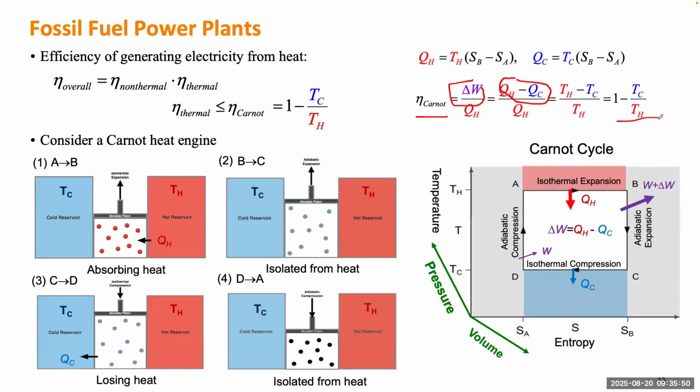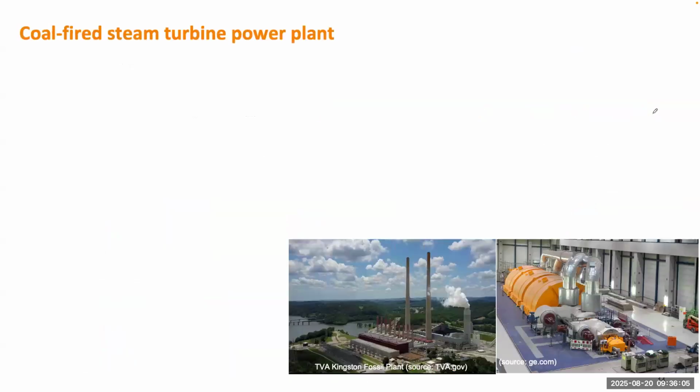Okay, so if you know the low temperature and high temperature, you know the limit of efficiency. Any realistic heat engine will have efficiency lower than this limit. So this is the highest efficiency you can reach. Next, we're ready to talk about each fossil power plant.